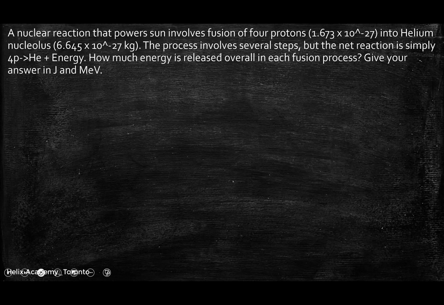Okay, in this question, we have a nuclear reaction that powers the sun, and it involves a fusion, so the coming together of 4 protons. So I have 1, 2, 3, 4, which is going to turn into a helium. So I can write it as proton plus proton plus proton plus proton, and it turns into a helium atom. And we're given the masses. What we're looking for is how much energy is being released on the other side.